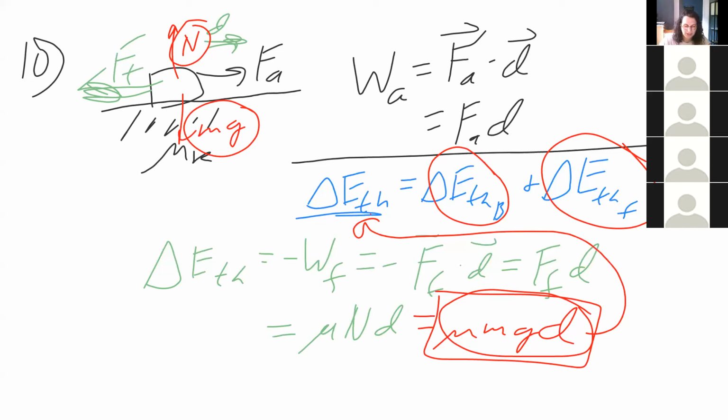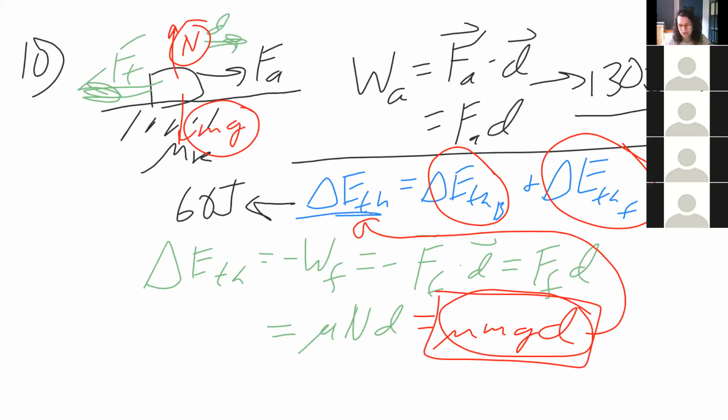And then the last question asks, what is the increase in the kinetic energy of the block? So we have a work done by the applied force. This is part A. So for my part A, this work ends up being about 130 joules. This is the work done by the applied force. We also have an increase in thermal energy, or an amount of energy that is dissipated by the friction. So for my problem, this happens to be about 60 joules.